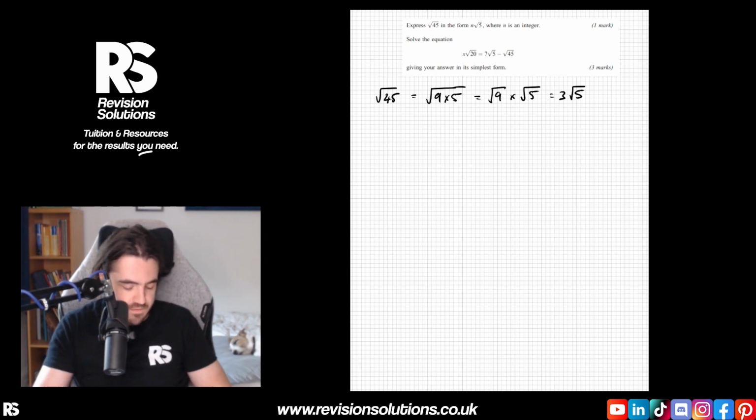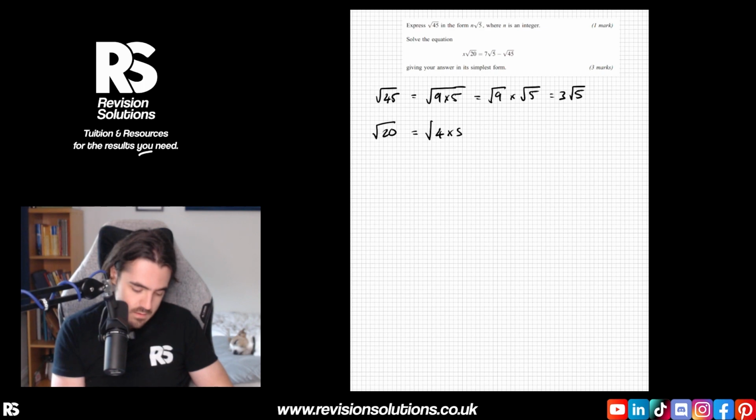Next up it says, can we solve this equation? x times root 20 equals 7 root 5 minus root 45. Well, first we can notice that root 20, we could write that also in terms of root 5. So let's do that first. Root 20 we could write as the square root of 4 times 5. So root 4 times root 5, which is simply 2 root 5.